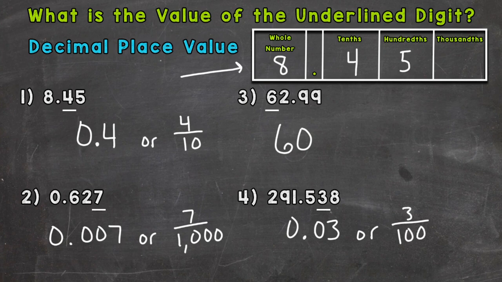So there you have it. There's how you determine the value of an underlined digit. See what place that digit is sitting, and that's going to determine the value.